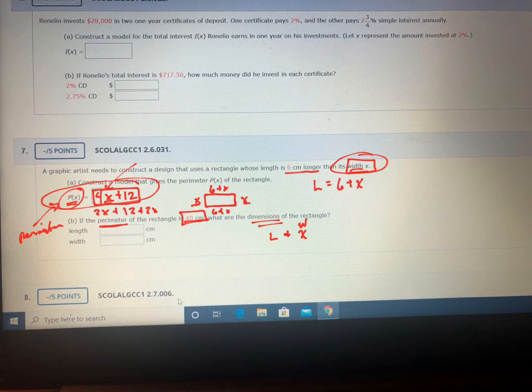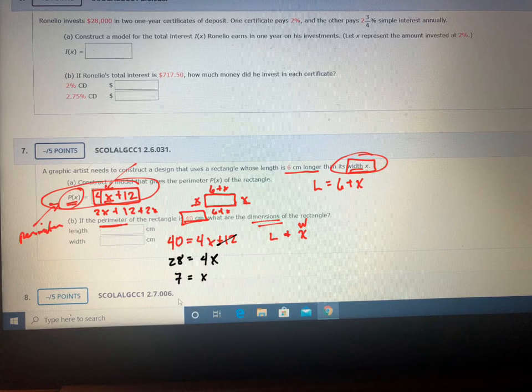So the perimeter is 40, so we're at 40 equals 4x plus 12. And then we solve that equation. Subtract 12 from both sides, so that's 28 equals 4x. Divide both sides by 4. You get x equals 7.